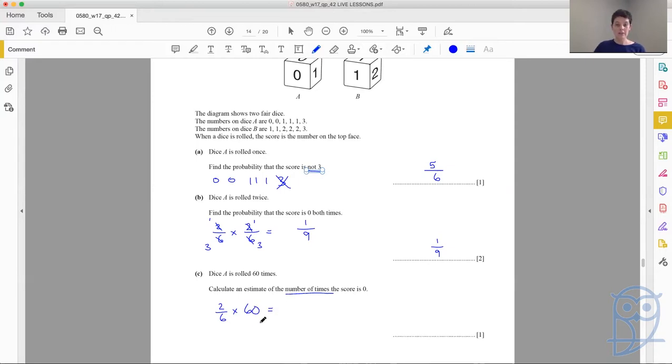And that's going to give us, well, 2 out of 6, 1 out of 3, 60 divided by 3 is 20. So we would estimate, if you throw the dice 60 times, then 20 of those will be zeros. So 20 times.